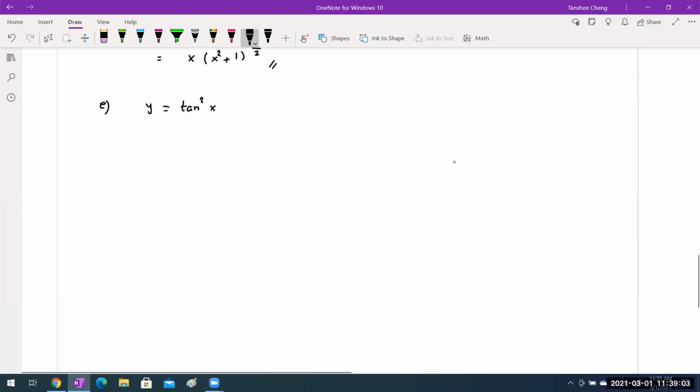Let's take a look at E, y equal to tangent square x. A lot of times we tend to make a mistake on this by taking tangent as the outside function. Remember, tangent square x is basically talking about tangent x, quantity squared. So the outer function in this case is what? The power function, and the inner function is tangent x.